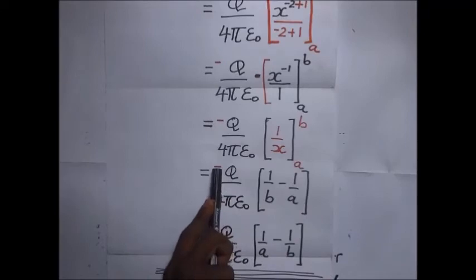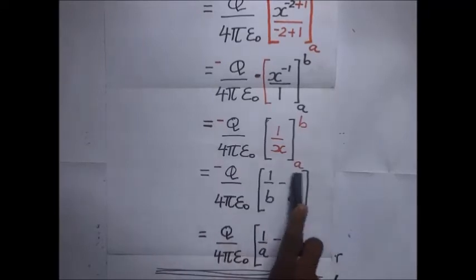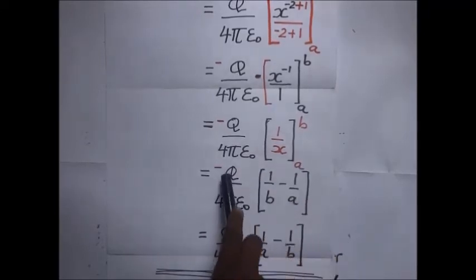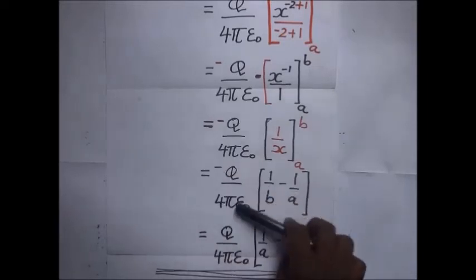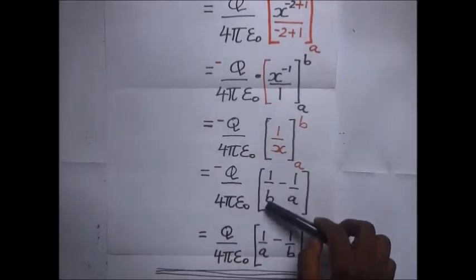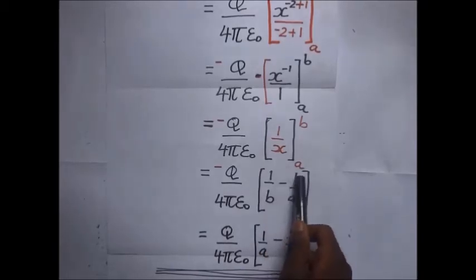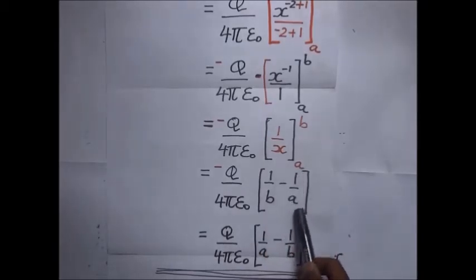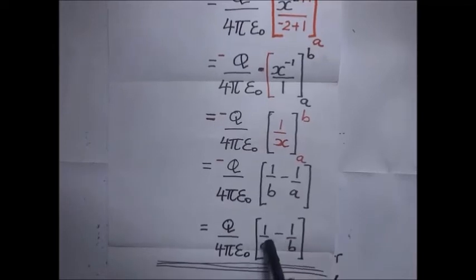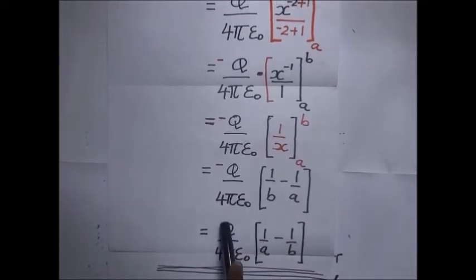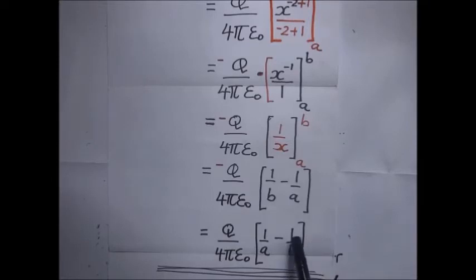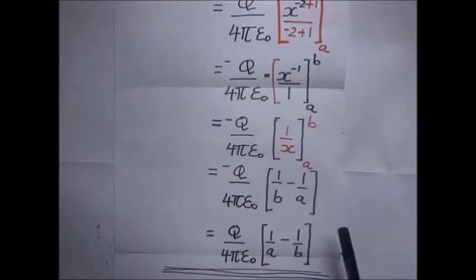So multiplying this negative through these brackets, it would mean negative this times 1 over B and negative this times that, which is going to become positive 1 over A. So that's how this comes to this. We have this as positive, which is equal to 1 over A minus 1 over B. And that will be our expression for the work done.